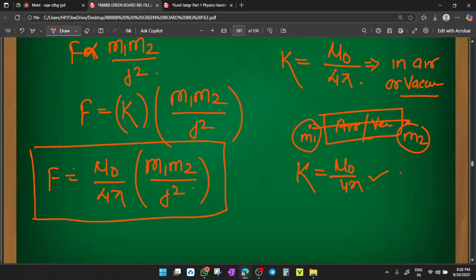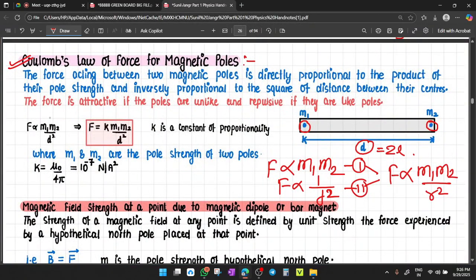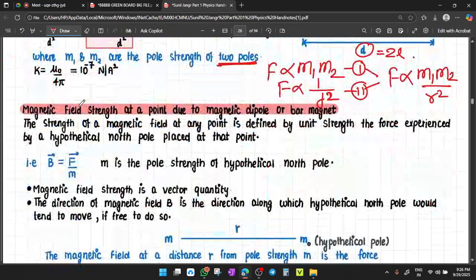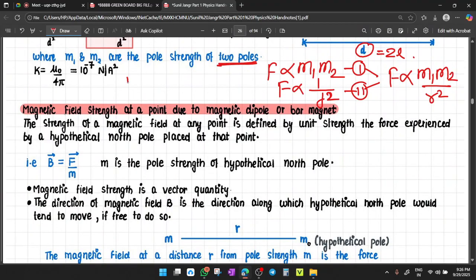This is the force acting between two magnetic poles, where M1 and M2 are the pole strengths of the two poles. So the value of K equals mu naught upon 4 pi. Write the value of K. This is very important: mu naught upon 4 pi equals 10 to the power minus 7 Newton per ampere square.